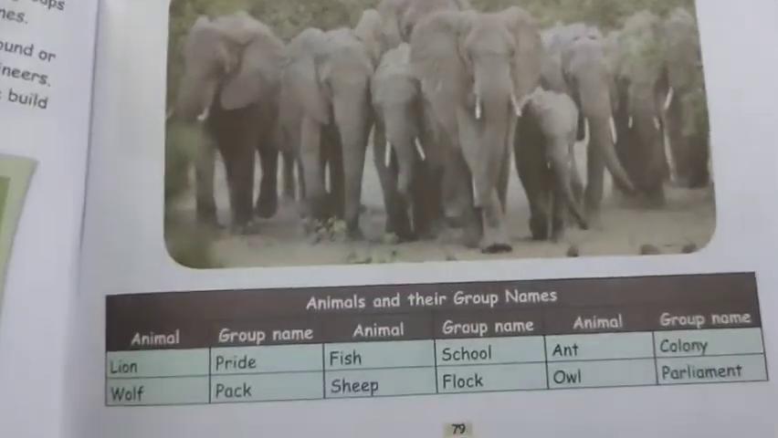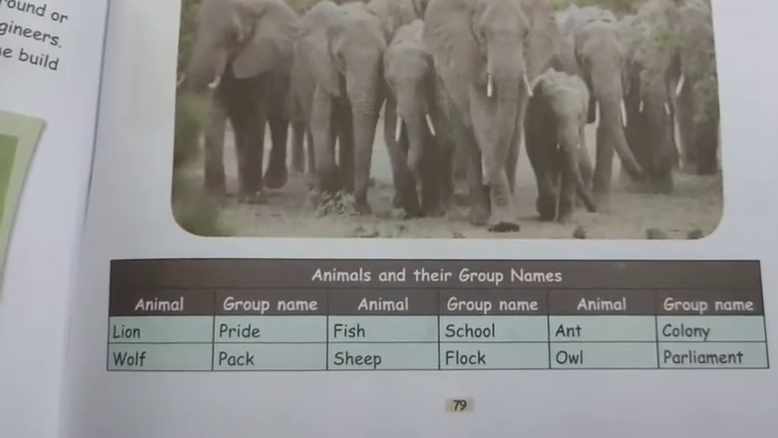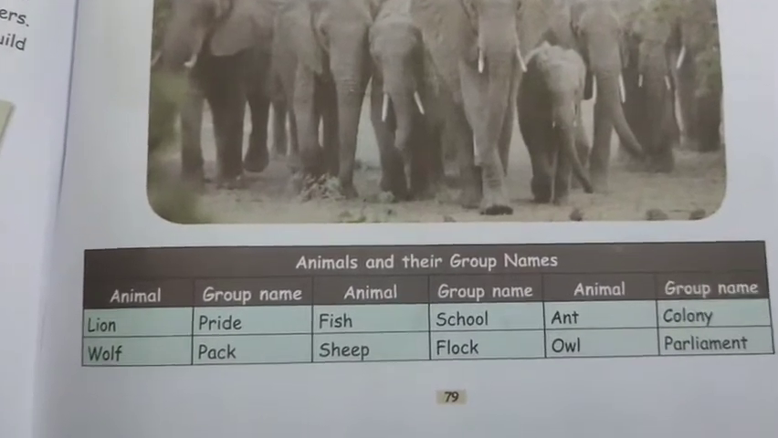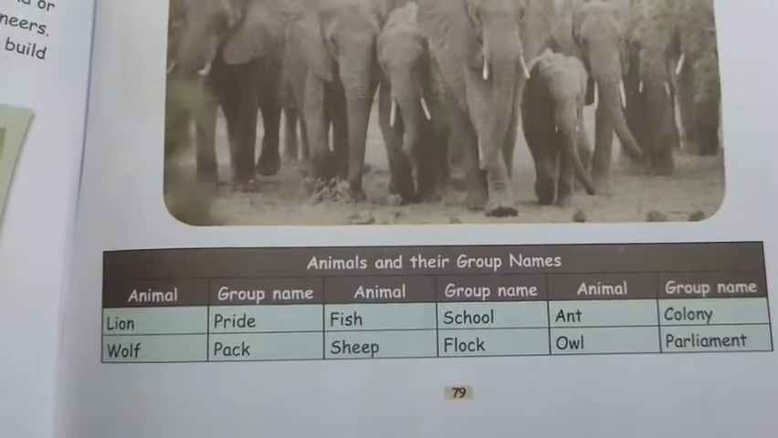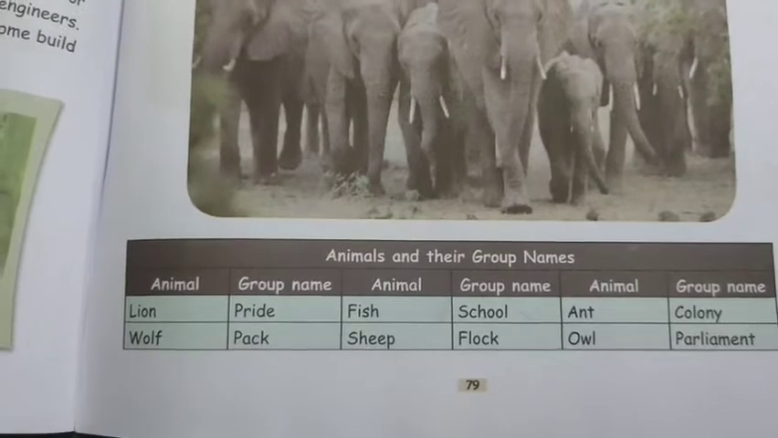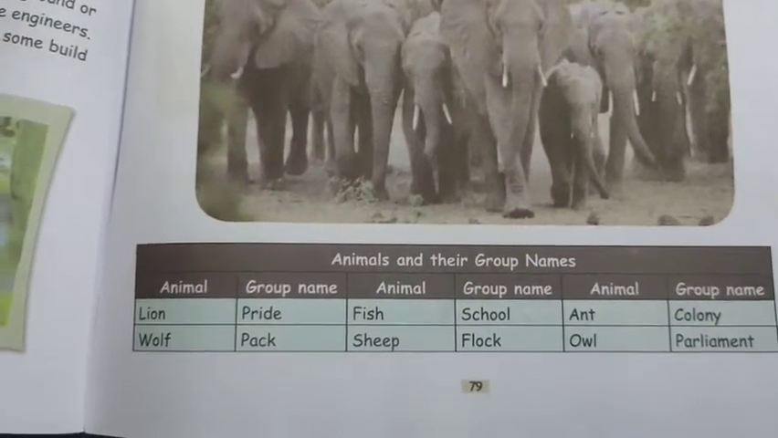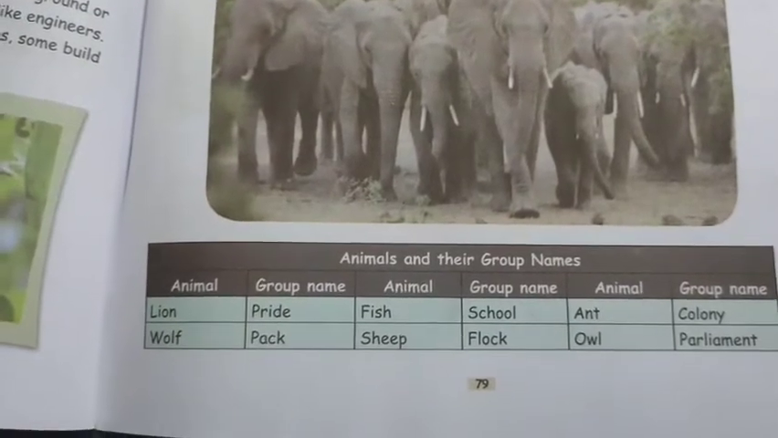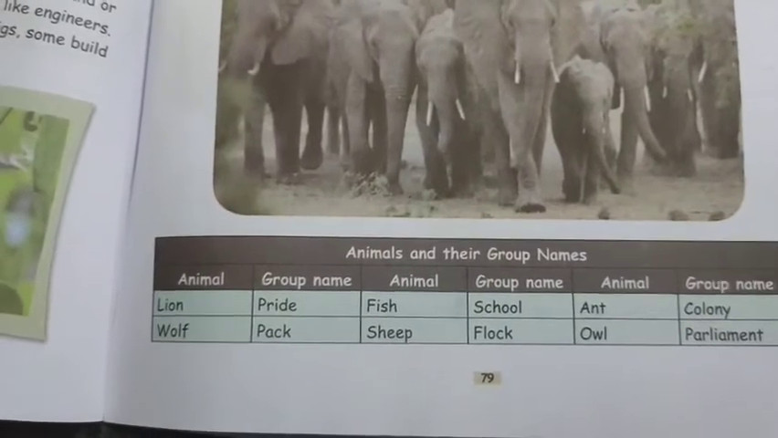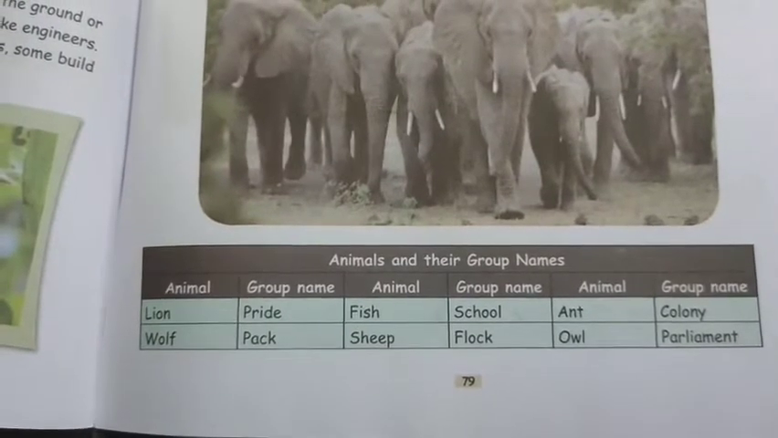And here we have animals and their group names. Can we learn? Yes. What is the group name for lion? Pride. We have learned before, right? Lion is pride. Wolf, pack. We can call a pack of wolves, a pride of lions. The group name of fish is school, the group name of sheep is flock, the group name of ant is colony, and the group name of owl is parliament.